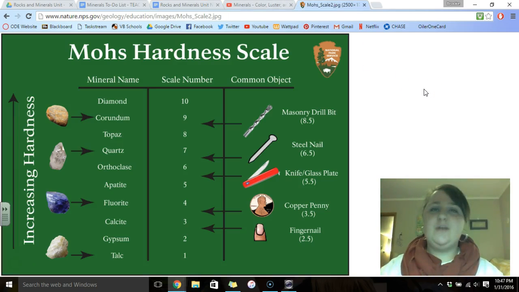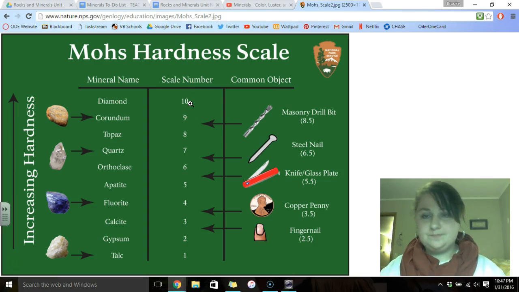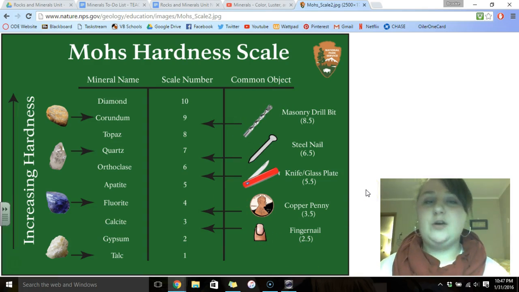This is a picture of the Mohs hardness scale. As you can see, it has 1 down here, all the way up to 10. 1 is talc. Talc is one of the softest minerals. And diamond is the hardest. Which is, that makes sense, right? Diamonds are hard. So, you have over here the minerals that commonly go with each level on the hardness scale. And then over here, you have common everyday objects that fall on the Mohs hardness scale also.